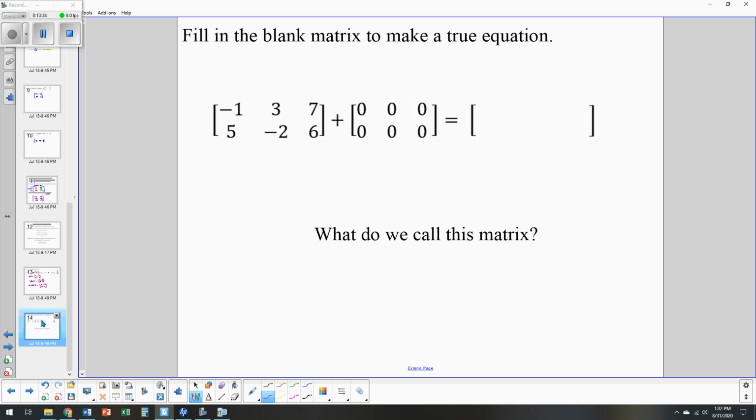And the last thing we're going to talk about, we want to fill in the blank matrix to make a true equation. So negative 1 plus 0, we're just going to get negative 1 back. 3 plus 0, we're still going to get 3. And I'm going to keep going, and I get the same thing back each time. I get my original number back. So anytime we have a matrix with all zeros, what do you think we call that? We call that a zero matrix. And a zero matrix works the same way with addition and subtraction that the number 0 does in normal addition and subtraction. If you add 0 to something, you get the original number back. So if you add a zero matrix to something, you get the original matrix back.